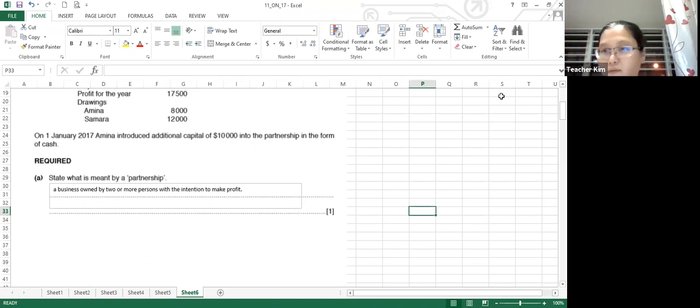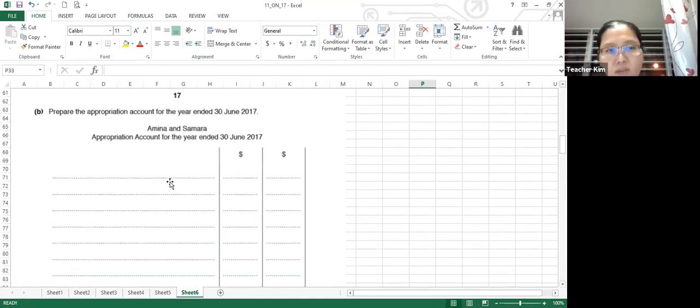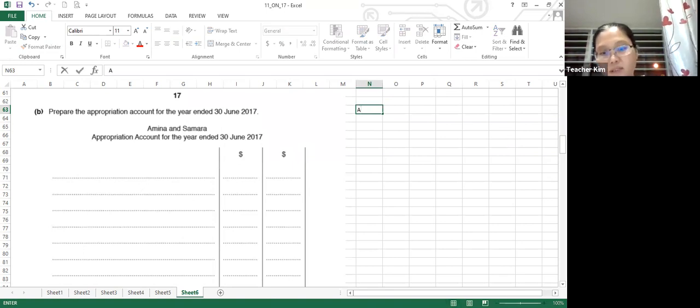So for the rest, the answer also can be used. Basically they are the same meaning. Okay, now next they want us to prepare the appropriation account. The format is fixed for the appropriation account, so I put in the format first.